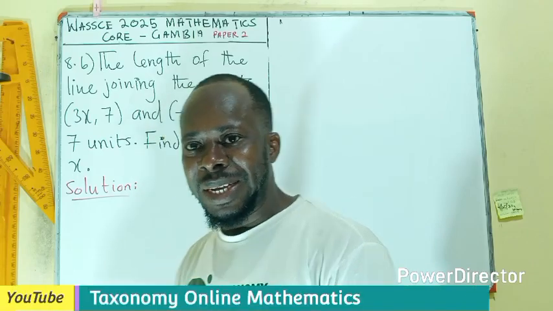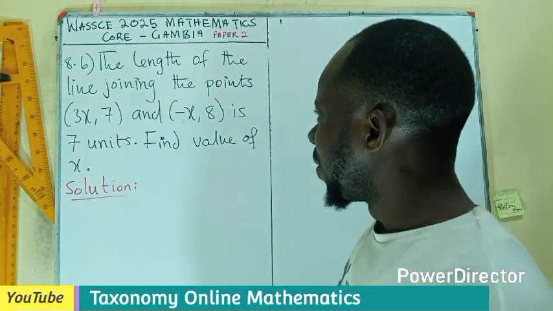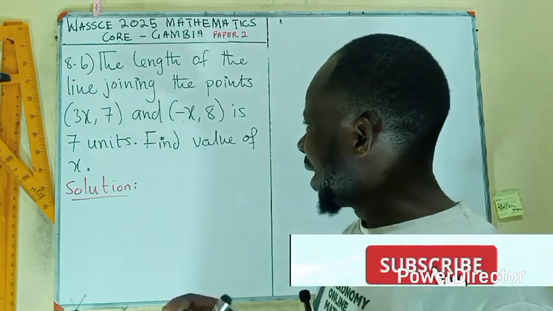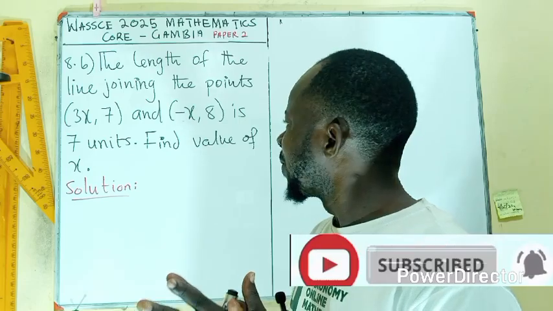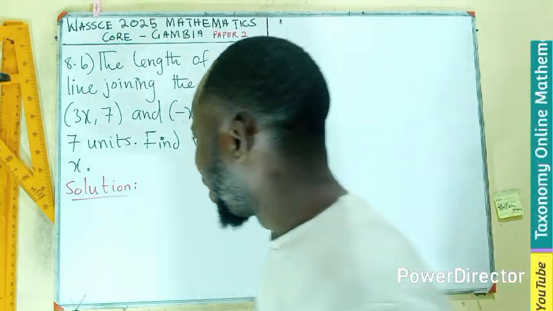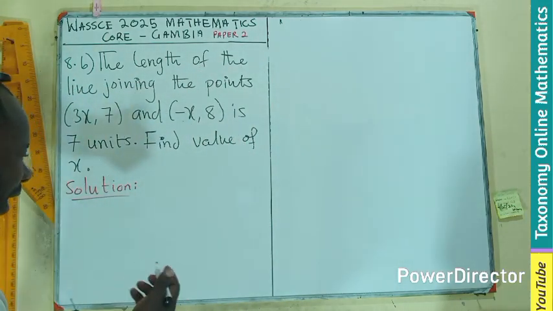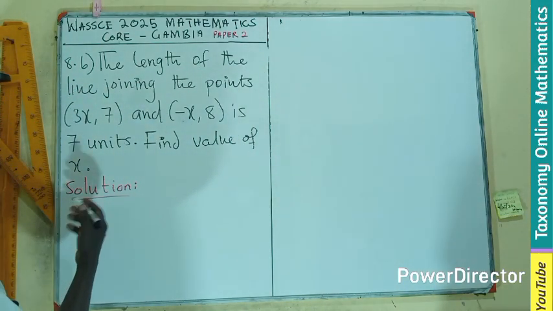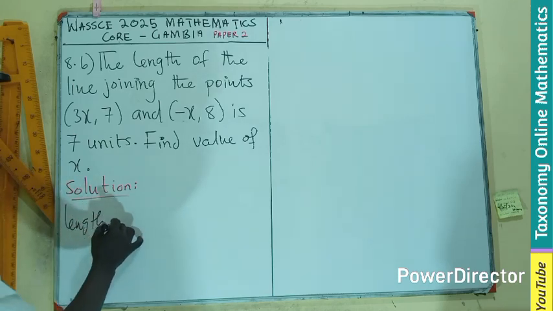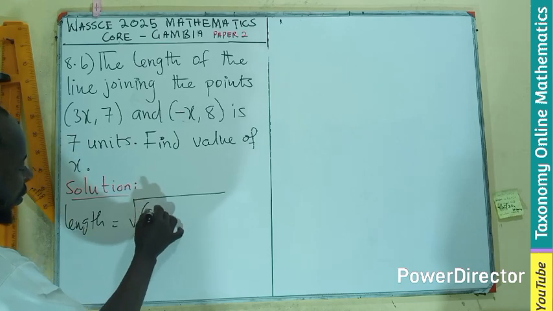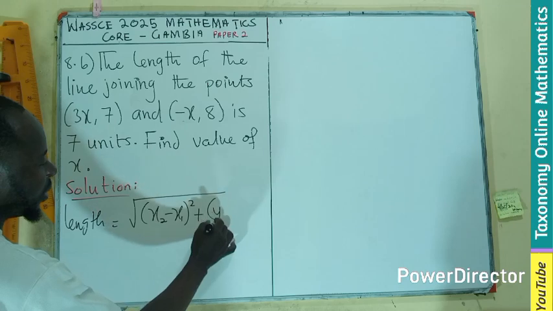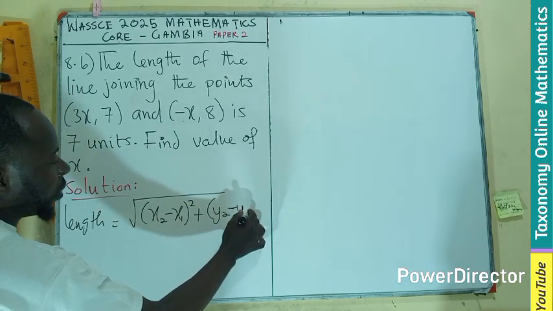Hello, welcome. Question 8b. The length of the line joining the points (3x, 7) and (-x, 8) is 7 units. We are to find the value of x. This is just the magnitude of a line joining two points. So if I'm to find the length, let's just say the length or the magnitude is the square root of the change in the x coordinate squared plus the change in the y coordinate squared.